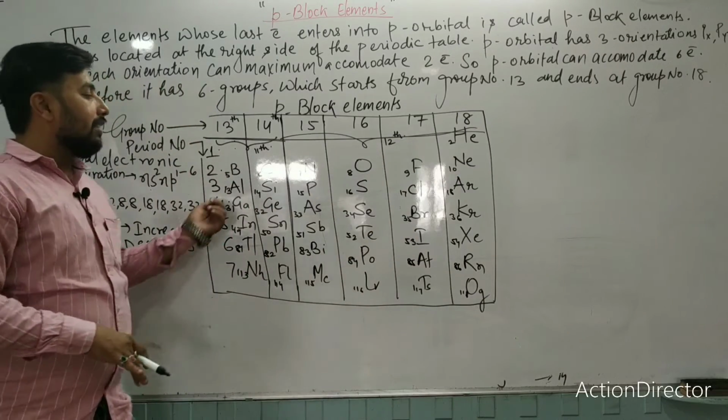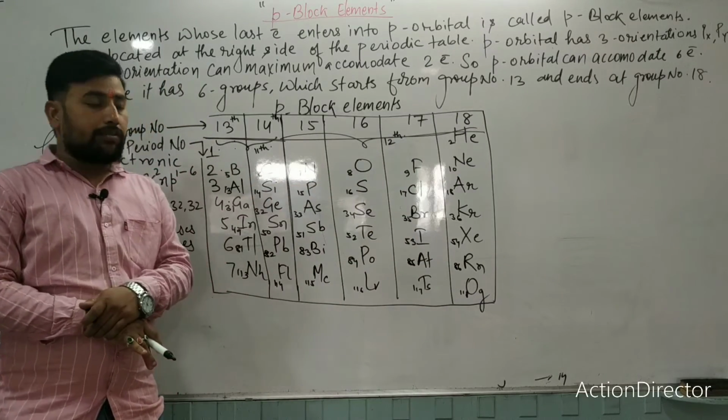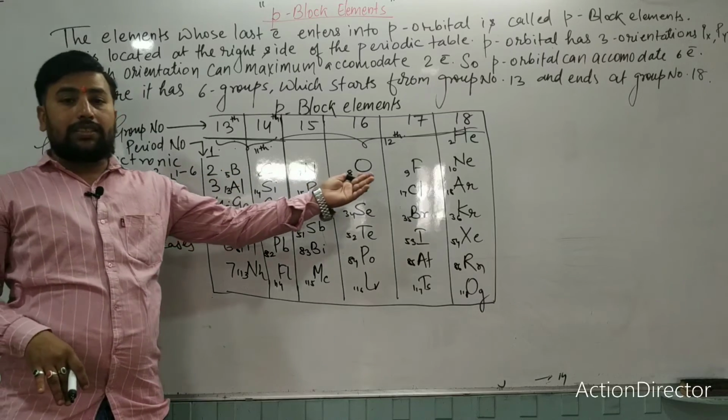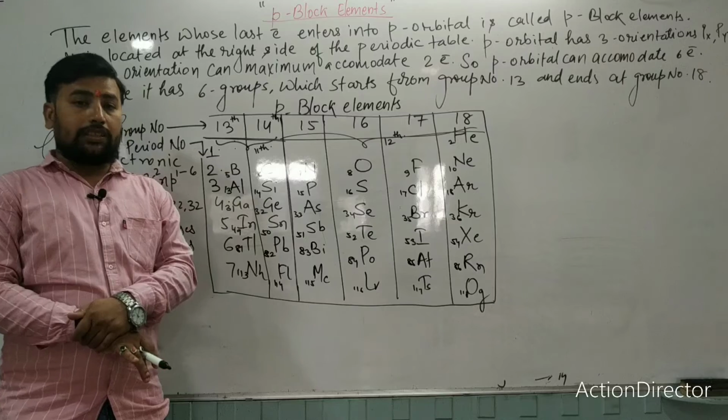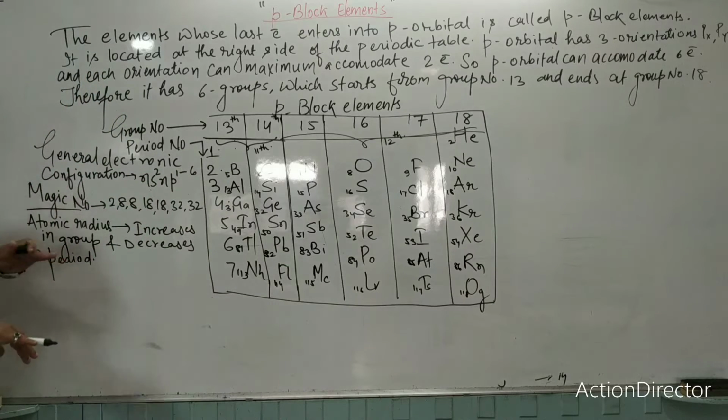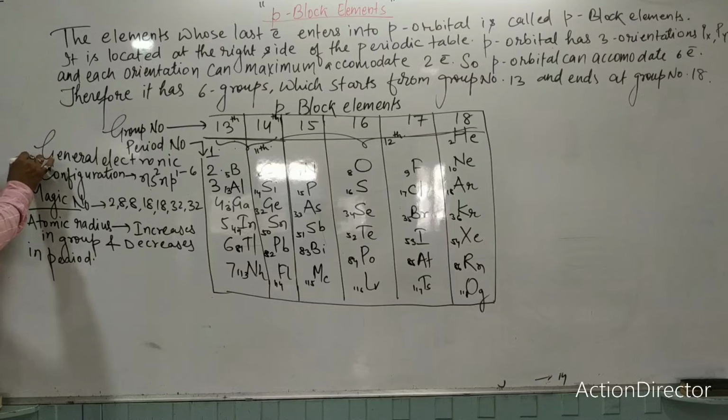Left to right it decreases because of effective nuclear charge. As the number of protons and electrons increases, effective nuclear charge increases and the atomic radius decreases. So the first property: atomic radius increases from top to bottom and decreases from left to right, or in a period, right?